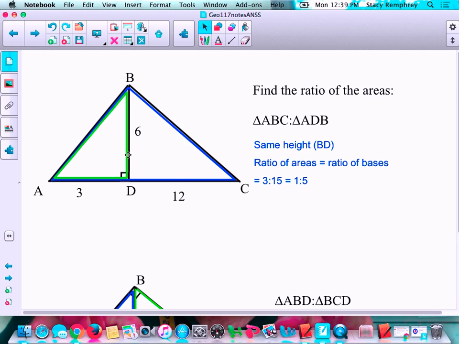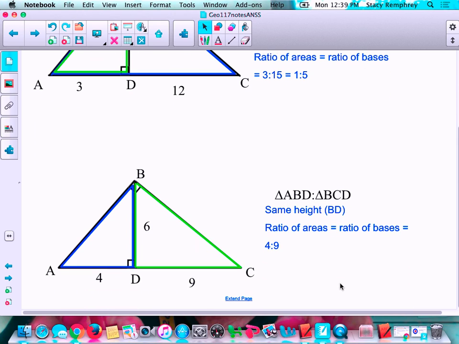So I'm going to prove, I did see they had the same height, BD. So the ratio of the areas, if they have the same height, is equal to the ratio of the bases. The base of the green triangle is 3. The base of the blue triangle that this height is drawn to is 15, 3 plus 12. That reduces to a 1 to 5 ratio.